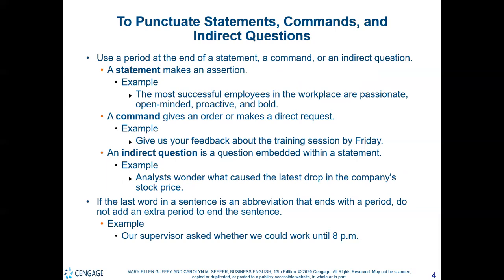A statement makes an assertion. Example: the most successful employees in the workplace are passionate, open-minded, proactive, and bold. A command gives an order or makes a direct request. Example: give us your feedback about the training session by Friday. An indirect question is a question embedded within a statement. Example: analysts wonder what caused the latest drop in the company's stock price.